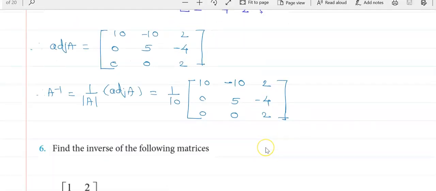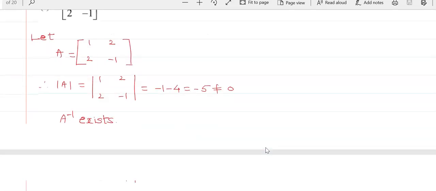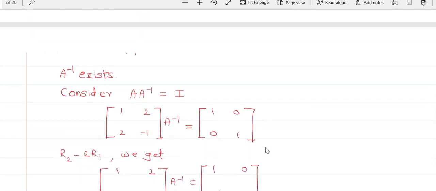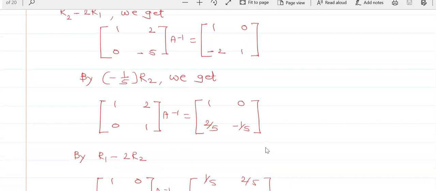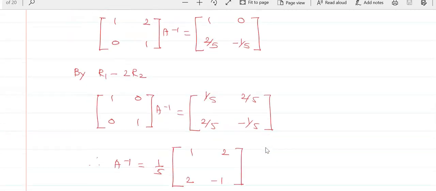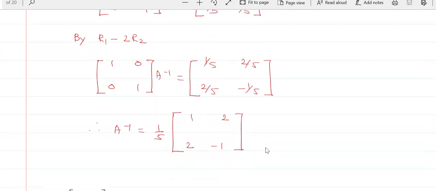See this again here. Find the inverse of the following matrix A, 1, 2, 2, minus 1. A inverse exists. Next is A into A inverse is equal to I, 1, 2, 2, minus 1, R2 minus 2 times R1. Next is by minus 1 by 5 R2 we get. Next is make this element 0. Therefore, R1 minus 2 times R2 and this is the inverse.